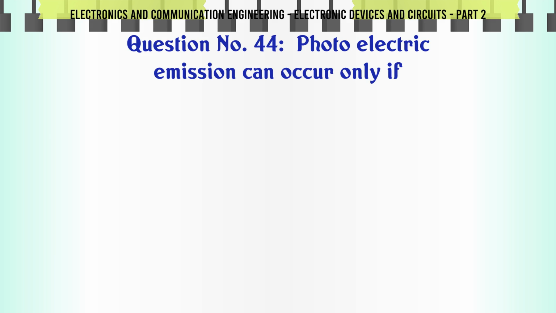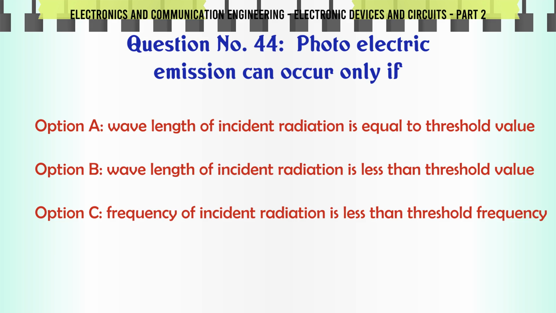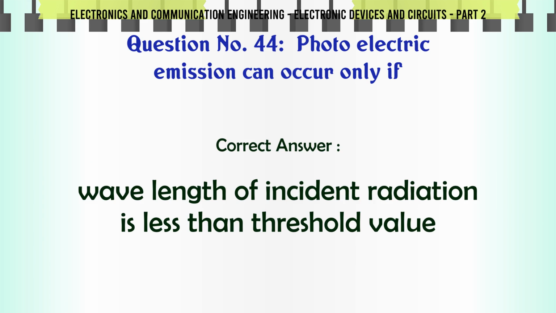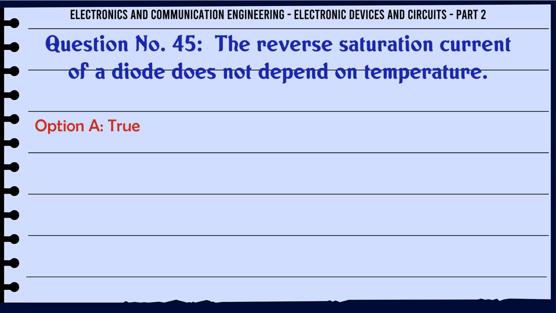Photoelectric emission can occur only if: A, wavelength of incident radiation is equal to the threshold value; B, wavelength of incident radiation is less than the threshold value; C, frequency of incident radiation is less than the threshold frequency; D, none of the above. The correct answer is wavelength of incident radiation is less than the threshold value. The reverse saturation current of a diode does not depend on temperature: A, true; B, false. The correct answer is false.